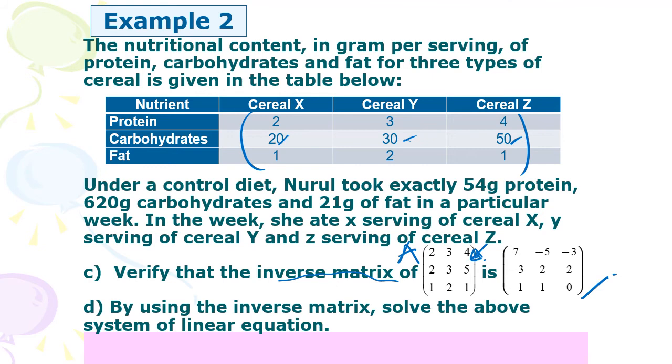How about question D? Question D asks you, by using inverse matrix, meaning the inverse matrix we find in question C, to solve the above system of linear equations. So what we need to do, remember, to solve X, it should be A inverse multiplied by B. So we have A inverse, we just need to multiply with B. So let's do this.